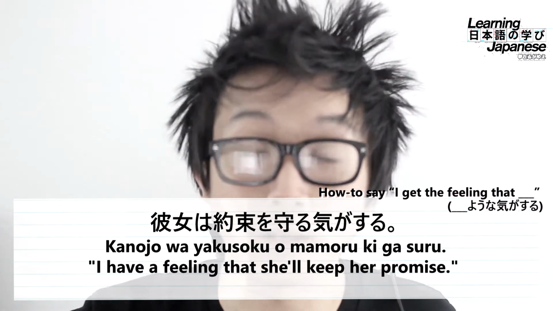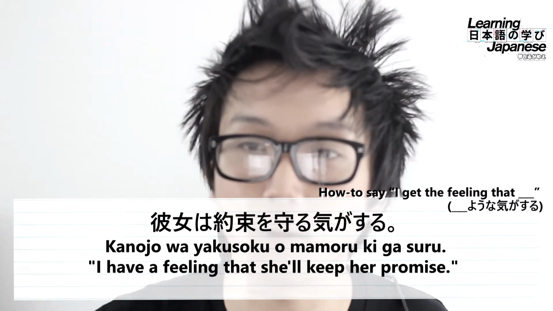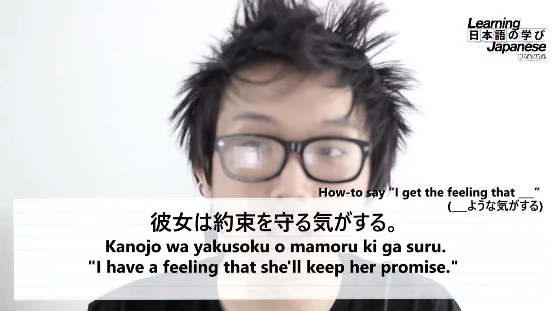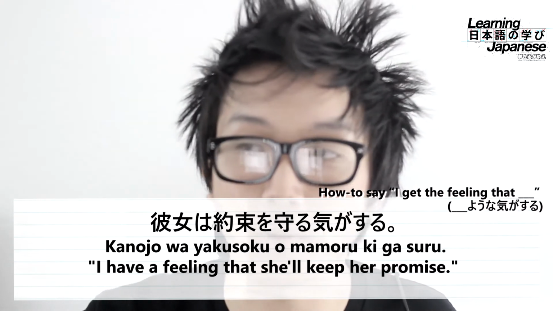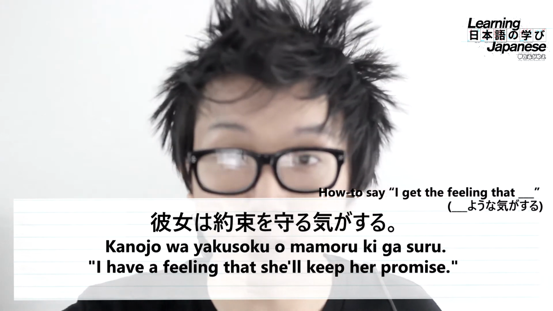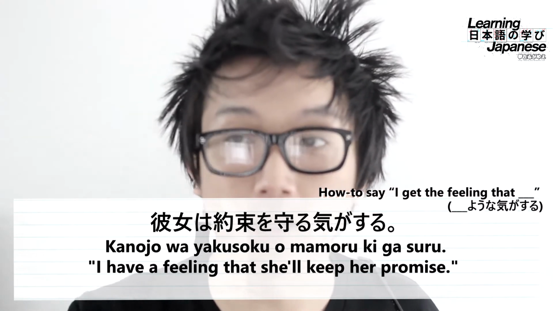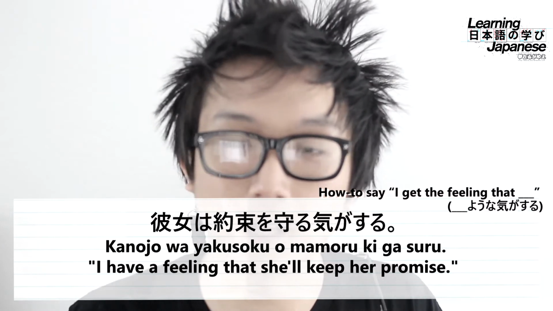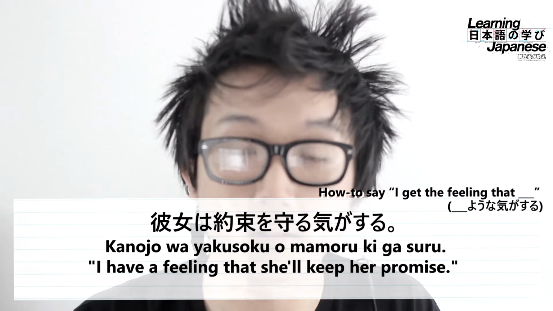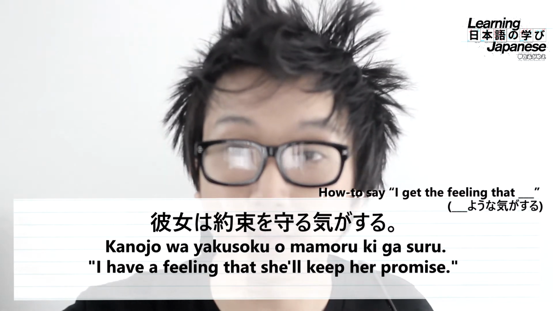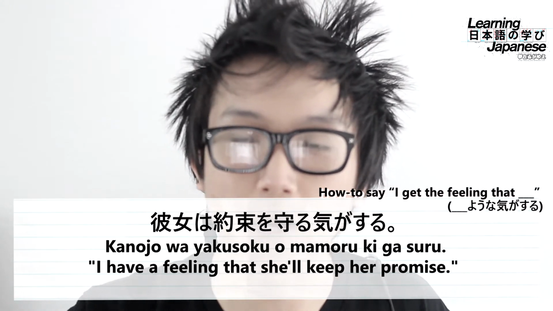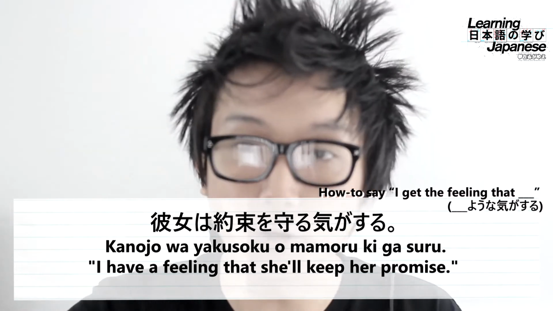And so we do not ような気がする, but 気がする, because we don't want to include that softness or that more vagueness because just look at the sentence. I have a feeling that she'll keep her promise. I feel that she'll keep her promise. That's kind of expressive of how much you trust her. So if you trust her, you want to kind of say this with more certainty than just, oh, I get the feeling that she'll do it. So then, 彼女は約束を守る気がする is going to translate to, I feel that she'll keep her promise, or I get the feeling that she'll keep her promise. Maybe the certainty won't translate into English too much. Let's go through one more example sentence.